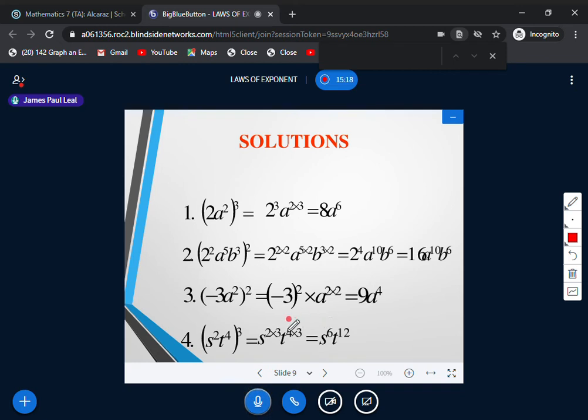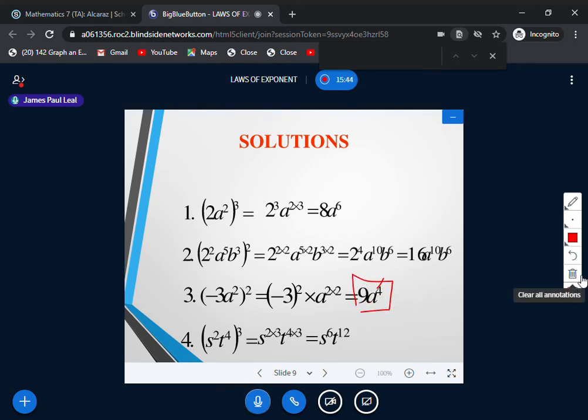Okay? So in simplifying, we all know that negative 3 times negative 3, because this is equivalent to negative 3 times negative 3. We all know that negative times negative is equal to positive. That's why we have here positive 9. Okay, so this will be the positive 9. And 2 times 2, you will be having here 4. So you will be having the result, which is 9 times a raised to 4.